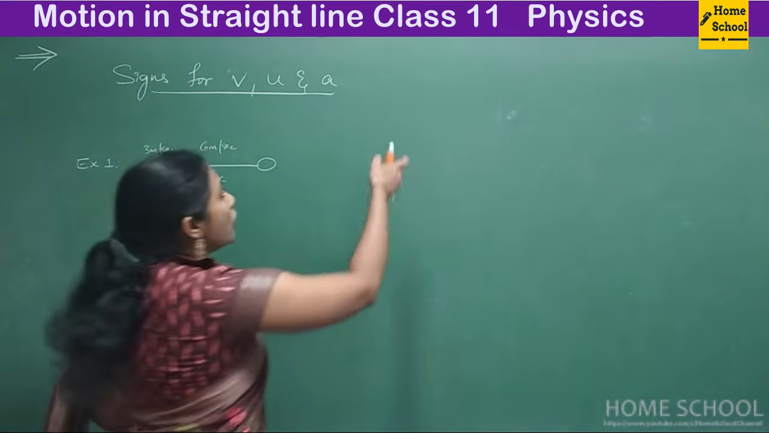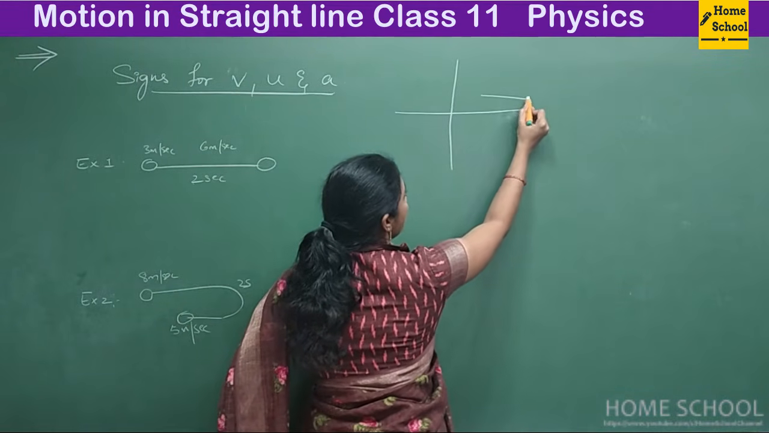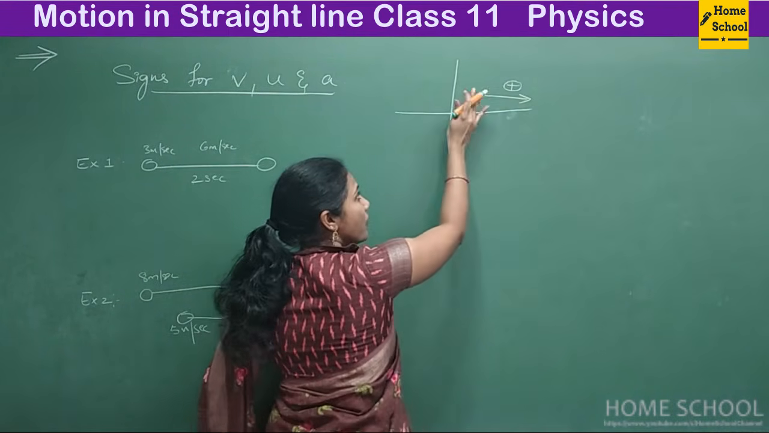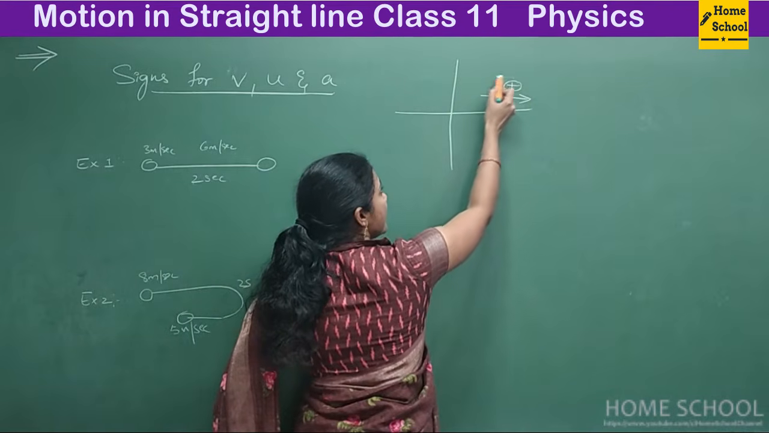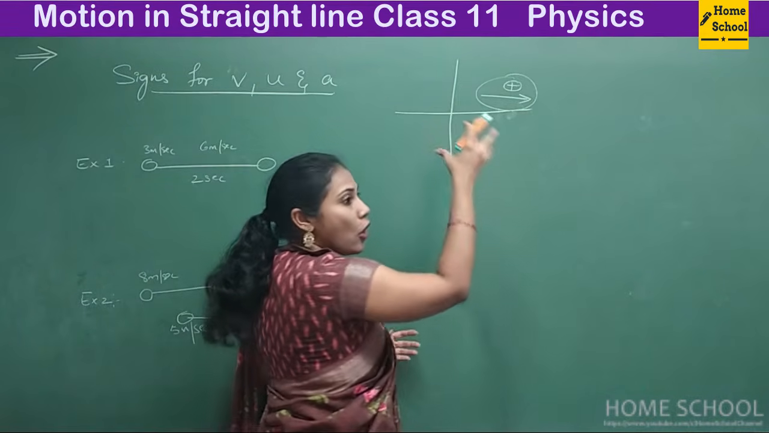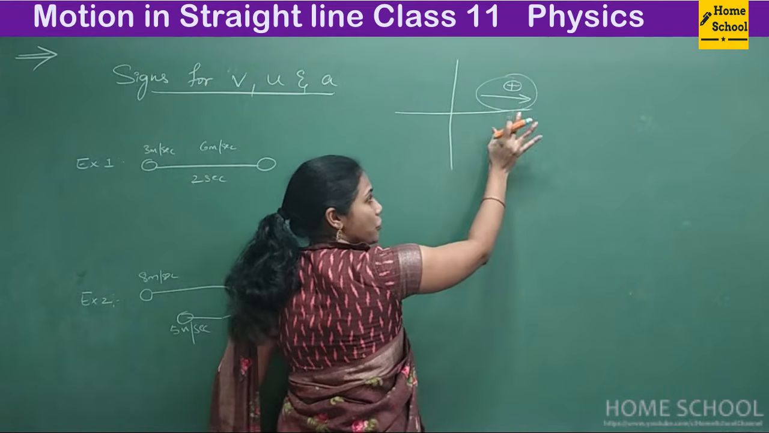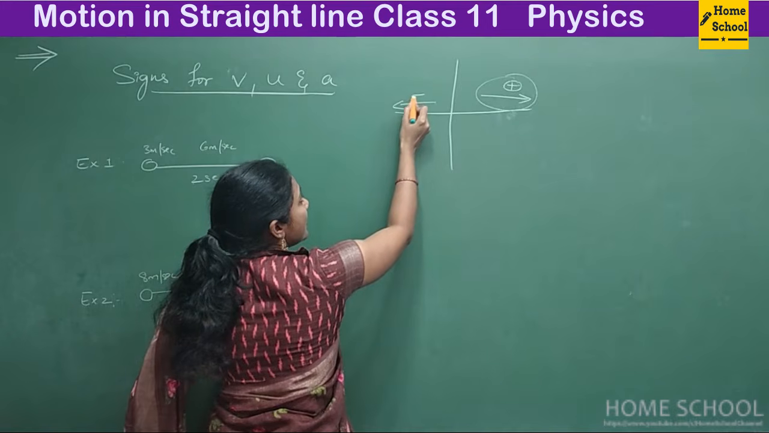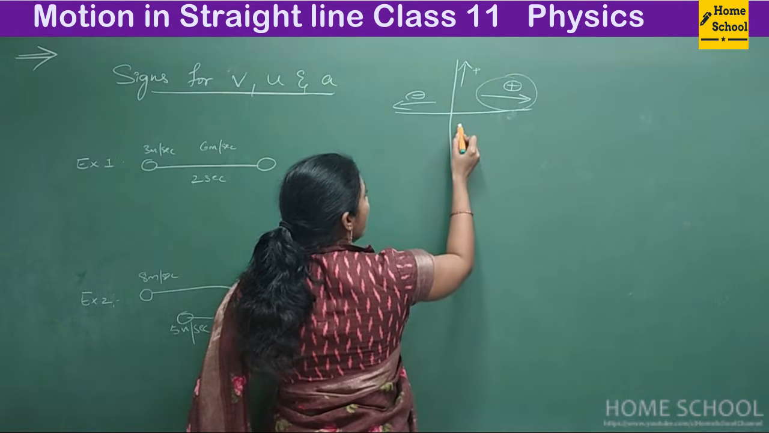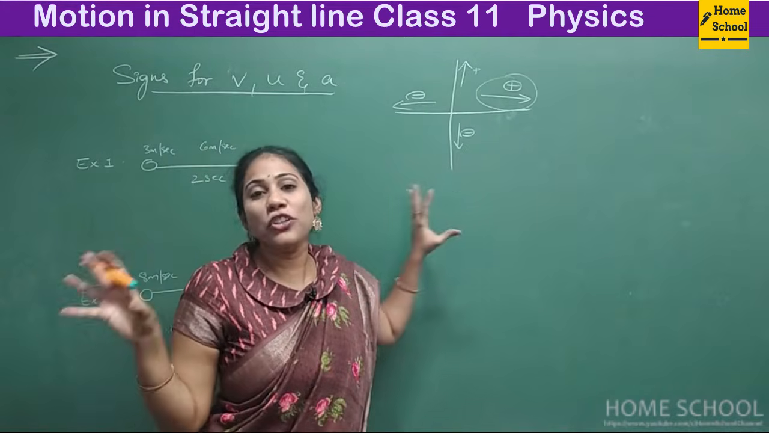See guys, normally when you have the x-axis and y-axis, say this is the positive x-axis. If you go in this direction, you will consider it as positive direction. So if the acceleration or initial velocity or final velocity is in this direction, it's always considered positive, and this direction is always considered negative. And if it is moving in the upward direction, it's considered positive, and moving in the downward direction, it's considered negative. So this is the general sign convention you have to remember, guys.